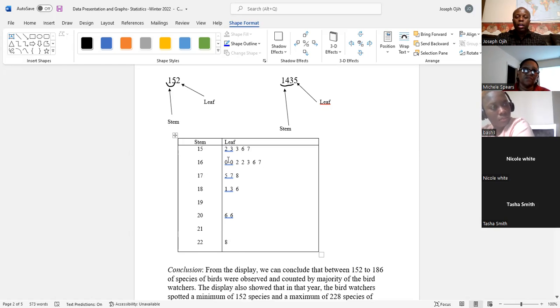Or you can also look at this data and see that most of them are concentrated here. So you can say that during that season, between 152 to 186 species of birds were spotted by the majority of the bird watchers. So it depends on the data you are using.